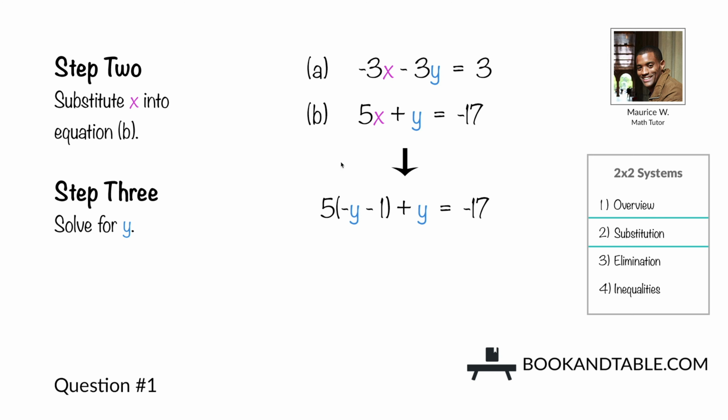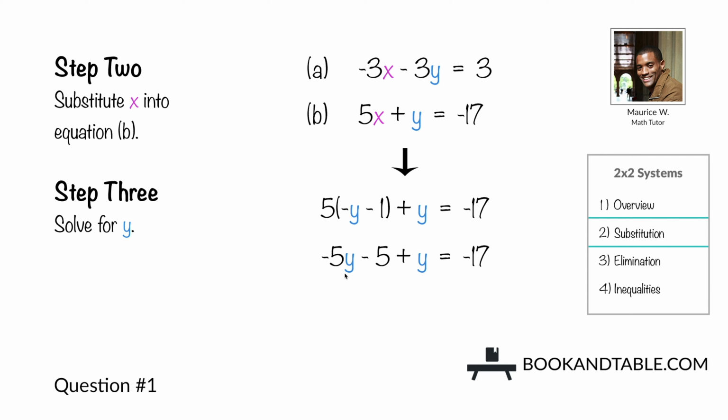So we get 5 times negative y minus 1 plus y is equal to negative 17. You now want to distribute this 5 to both terms inside the parentheses, giving us 5 times negative y, which is negative 5y, and 5 times negative 1 is negative 5, plus y is equal to negative 17.